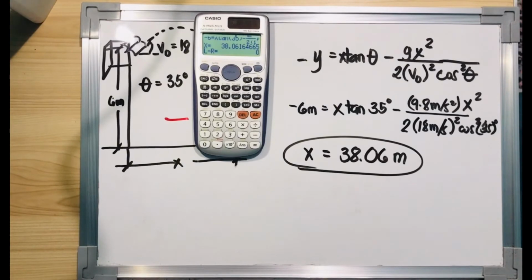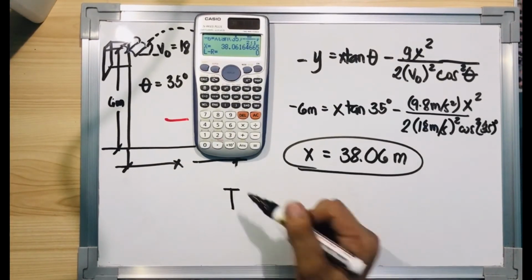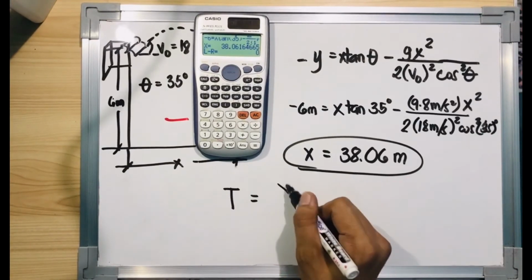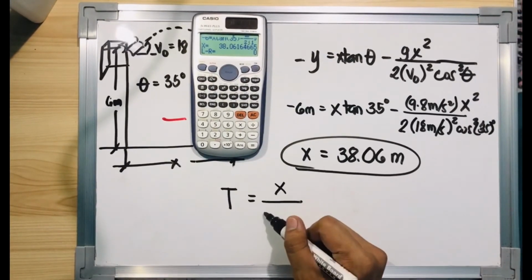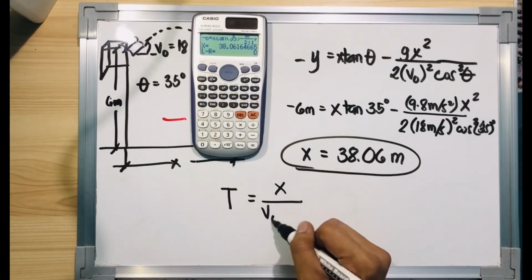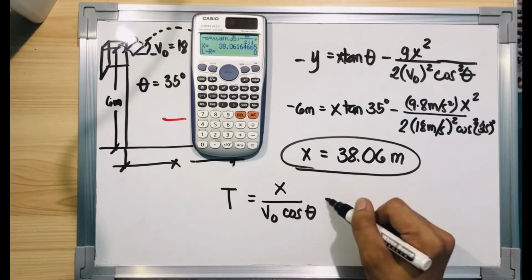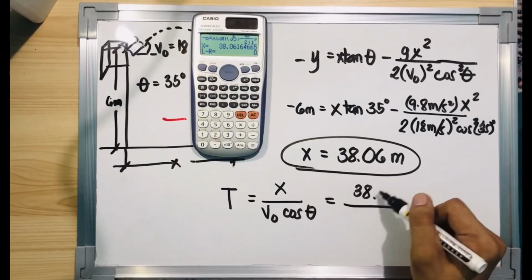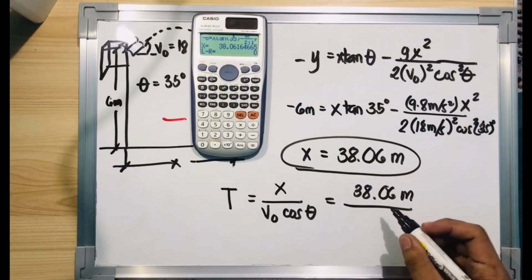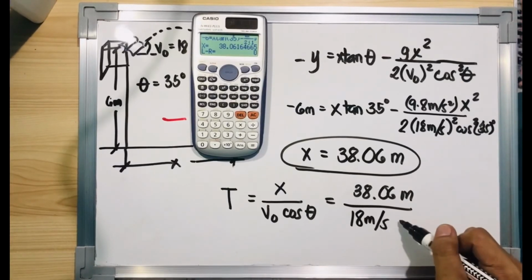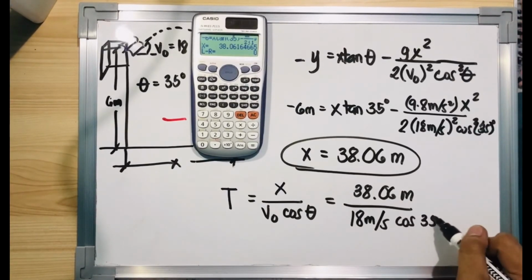So pinapasolve pa na isa pa is yung total time of flight. And previously, ginamit natin yung horizontal component ng velocity kasi nga mas madali yung approach na yon. So, meron na tayong x, edi masasolve na din natin yung total time of flight. This would be VO cosine of theta, and we have 38.06 meters, and the denominator would be 18 meters per second cosine of 35 degrees.